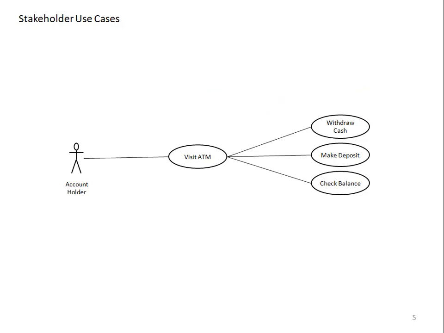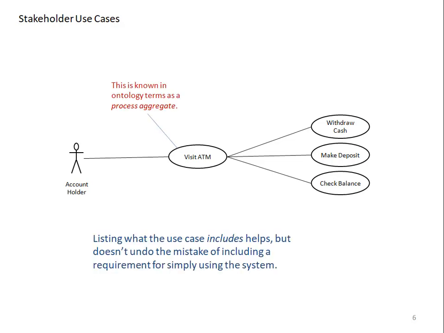One of the syntaxes of a use case, you don't have to use this every time, but you can list other smaller use cases that are included in the broader use case. So this diagram says that visiting the ATM includes withdrawing cash and making deposits and checking balances. That's one way to approach the problem. But realistically, doing it as an include, listing those processes away to the side, hasn't really solved the problem that we've made one of the requirements that we have a system. So we haven't gotten rid of the underlying problem, although we have clarified things as we go through.